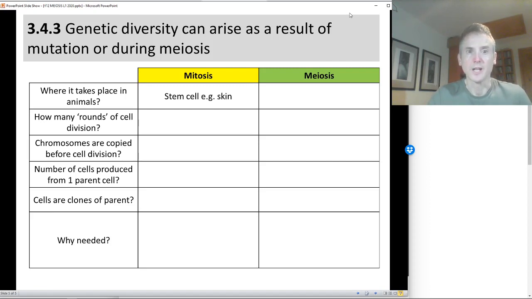And the cells that do that are called stem cells. So the skin has a layer of cells called the Malpighian layer. That's where the stem cells are producing new skin cells. So not all stem cells differentiate and specialize. These are just cells that change into more skin cells. I could have said bone marrow there as well.